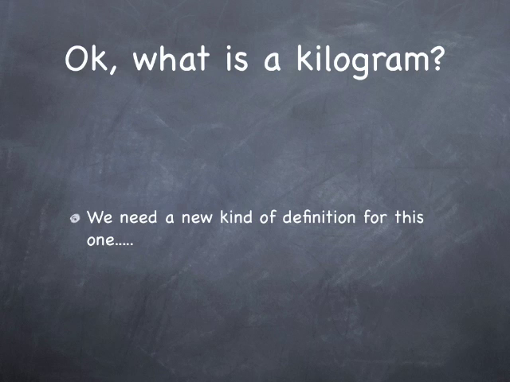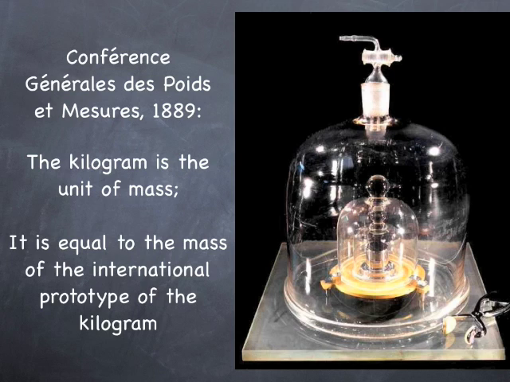Okay, so what's a kilogram? We need a new kind of definition for this one. This is kind of like the hairy Uncle Tom of the physics world, so let's dig into this one. The definition of a kilogram has not changed since 1889. This is a direct quote from the treaty which defines it: the kilogram is the unit of mass. It is equal to the mass of the international prototype of the kilogram.